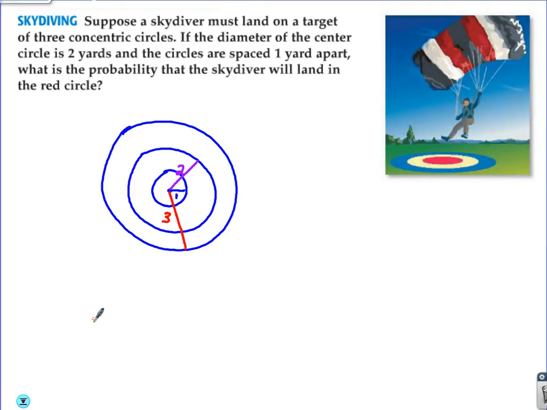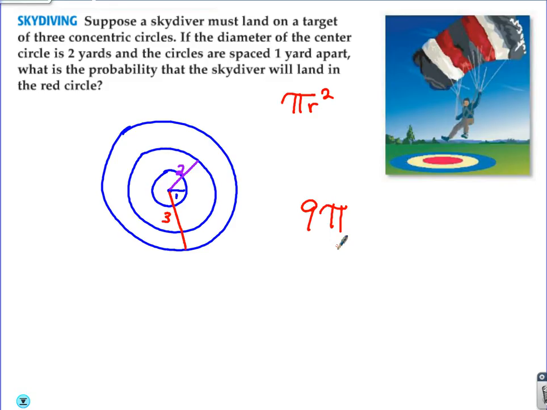So if we know he's going to land somewhere on this target, let's first find our total area. Area of a circle, pi r squared. So what's the area of the entire big, huge circle? The radius is 3, so the area is exact. Let's do exact. I'll show you why in just a second. What's the area of the whole circle? 9 pi. That's the area of the big circle.